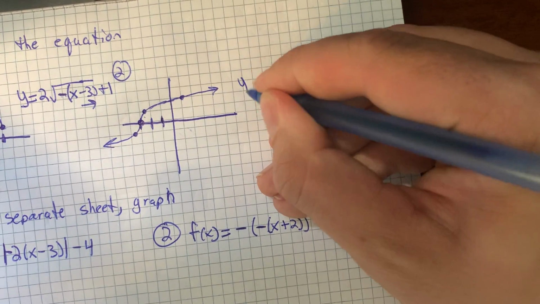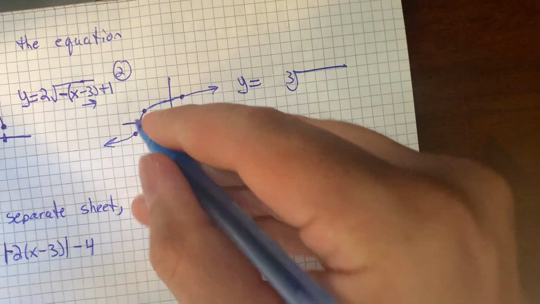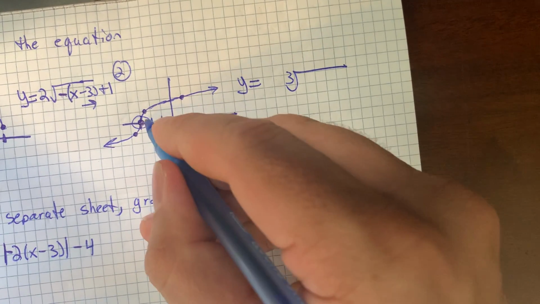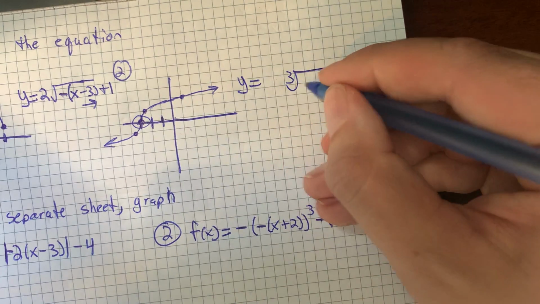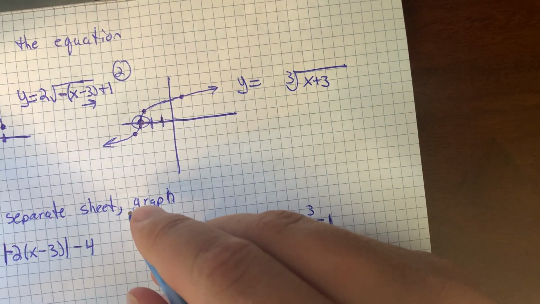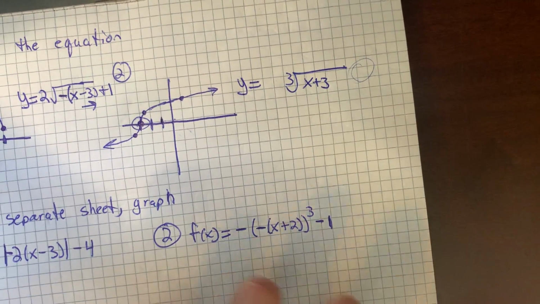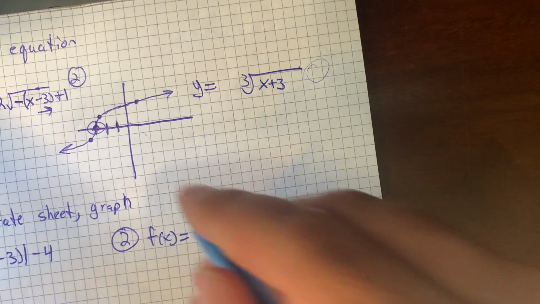Go ahead and do it. Hopefully you got y equals, this is a cube root parent function. The inflection point is 3 to the left, so that's x plus 3. And it is none up, so we don't have any plus or minus here. So 3 to the left, none up.